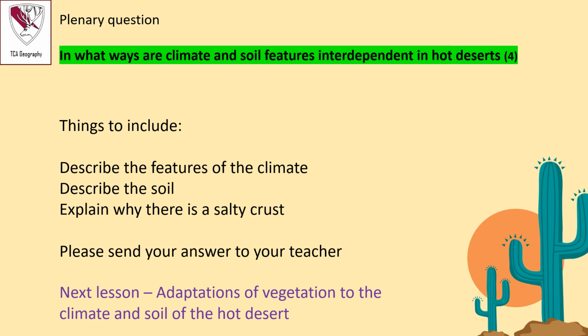Interdependent is one of those words we've been using a lot so far in this topic. Remember that it refers to the way in which different aspects of the ecosystem rely on each other and affect each other. I've included a few things that you might want to add to your answer there. When you've done your answer, either take a photograph of it or type it up and send it in to your teacher on email or Show My Homework.